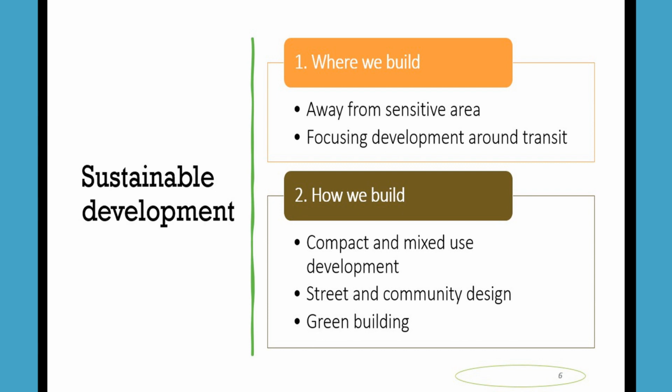Where we build is that we should build away from sensitive areas, and we should focus on development around the transit areas. Let me give more detail on that. When we say away from sensitive areas, it means that we should try to have constructions or buildings where the ecological balance is not much disturbed.